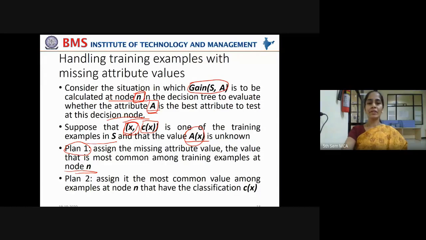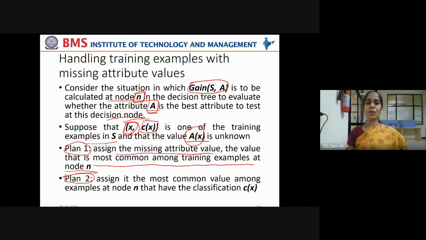Then select 10 as the blood test result for that missing value. Okay, that is what is mentioned here: assign the missing attribute value the value that is most common among training examples at that particular node N. So in those 6 training examples, 5 examples have blood test result as 10 and 1 example has blood test result as 8. In that case, for the missing attribute, give the value as 10 itself. That is one plan. What is the other alternative plan?